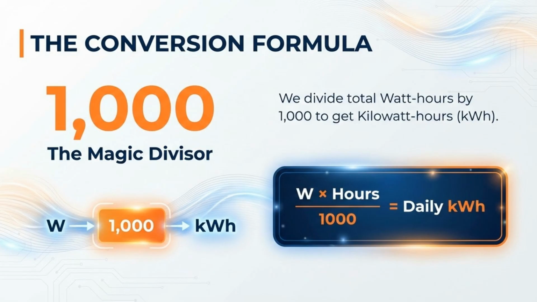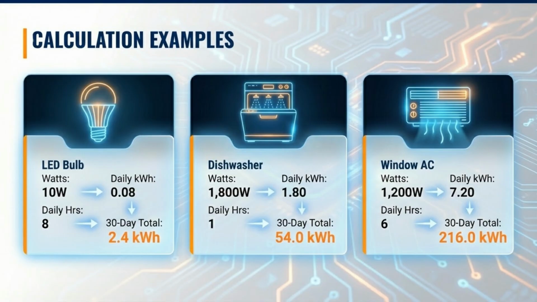The conversion formula divides total watt-hours by 1,000 to get kilowatt-hours. Daily kWh equals watts times hours, divided by 1,000. Here are some calculation examples. Remember to calculate the daily kWh, then multiply by 30 days to find the total 30-day consumption.